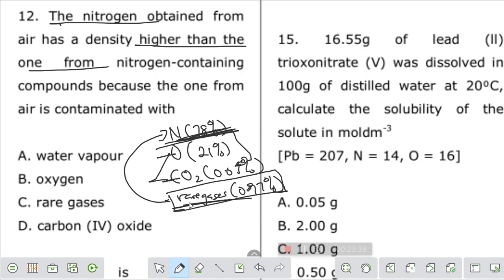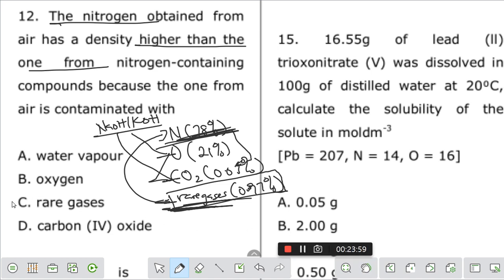Because these rare gases, there's no way you can remove them, because they are not reactive. For oxygen, you can use alkaline pyrogallol or heated copper to remove it. And for carbon dioxide, I told you that you can use sodium hydroxide or potassium hydroxide to remove it from air. But these ones, you cannot remove them. They are not really reactive. So that's why the answer is option C.